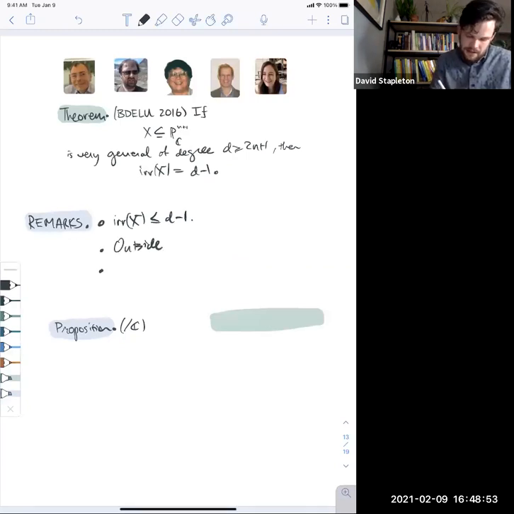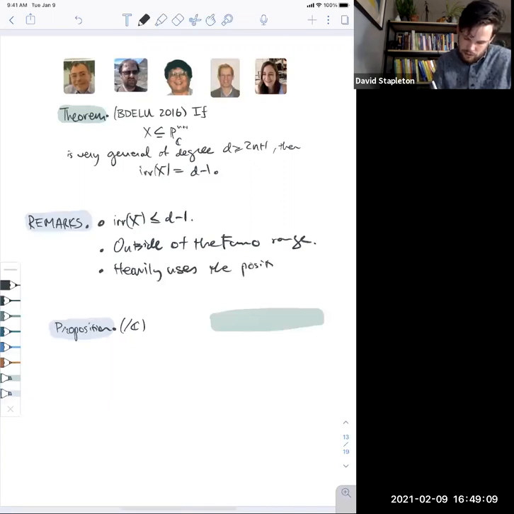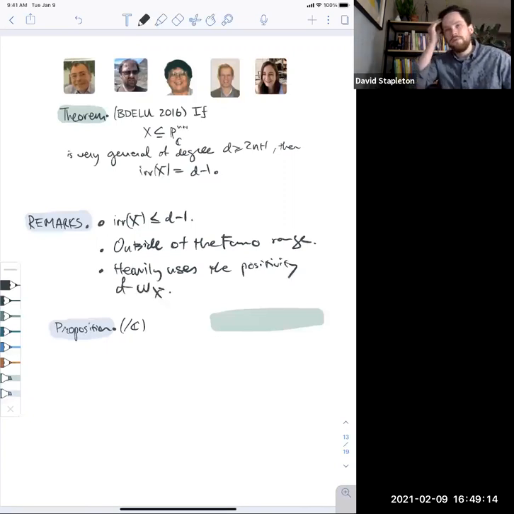Another remark to make is that this is outside of the Fano range. And it is very important that it's outside the Fano range, especially for the argument, because the argument heavily uses the positivity of omega X. Which is bad if you want to study Fano varieties, but it's, I guess, good if you want to study Fano varieties using holomorphic forms, which is sort of the premise.